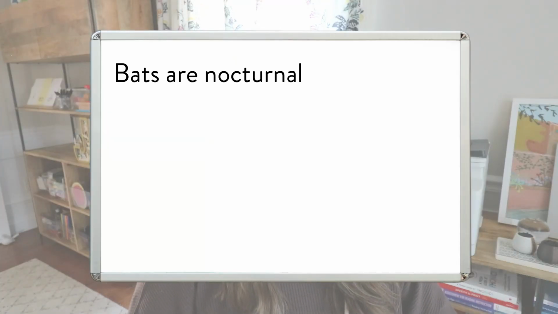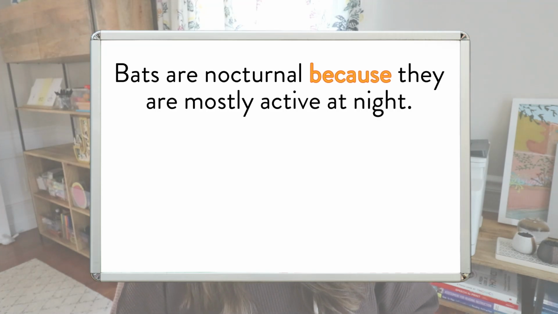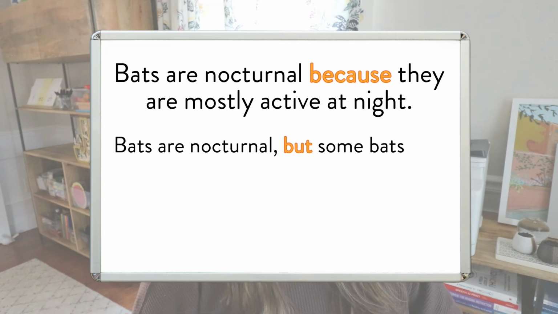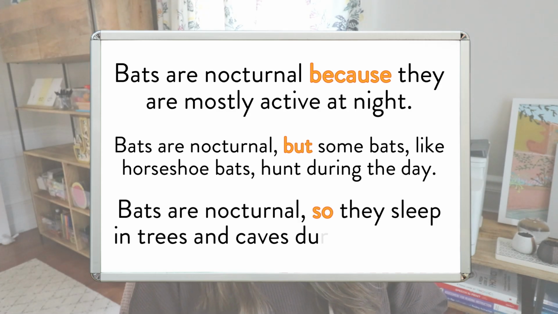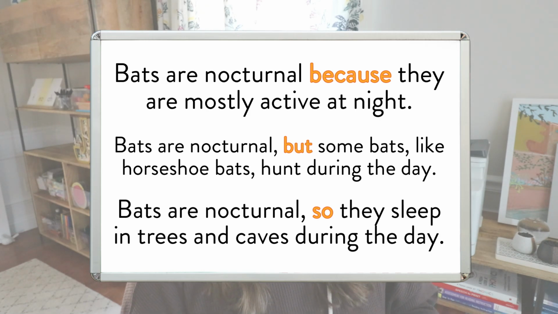And what I love about this activity is not only are students practicing different text structures while writing, but they're also showing you what they've learned. So for example, their sentences might sound like this. Bats are nocturnal because they are mostly active at night. Bats are nocturnal, but some bats, like horseshoe bats, hunt during the day. Bats are nocturnal, so they sleep in trees and caves during the day.